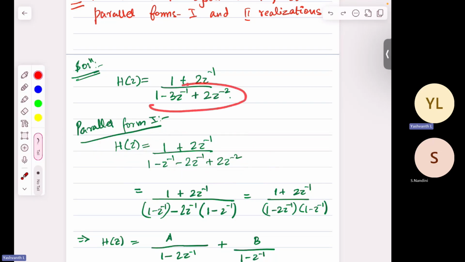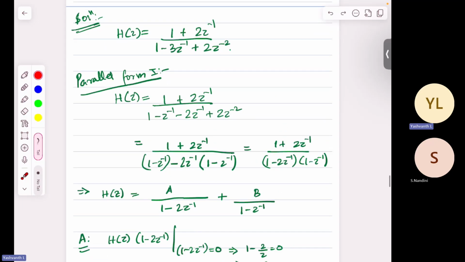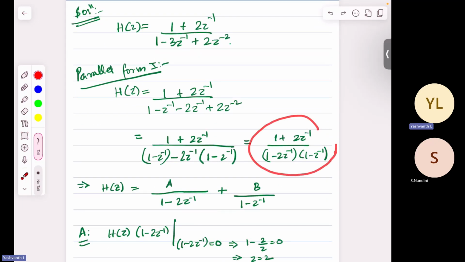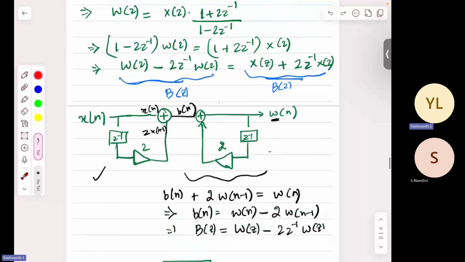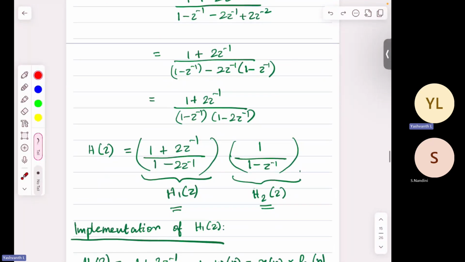Basically what I did is I expanded this denominator like this. Now again do expansion, factorization, you get 1 plus 2 z inverse into 1 minus 2 z inverse into 1 minus z inverse. Same as what we did for our cascaded form realization. You see, cascaded form also we first did this only. You see, we got this.